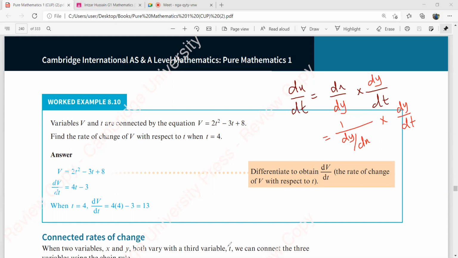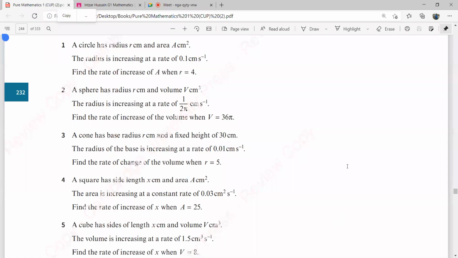So let's go on to exercise 8e now. It says a circle has a radius r and area A. The radius is increasing. So it's giving us dr by dt, that is 0.1. The radius is increasing at this rate. Find the rate of increase of A. So it's asking for dA by dt when your r is 4.